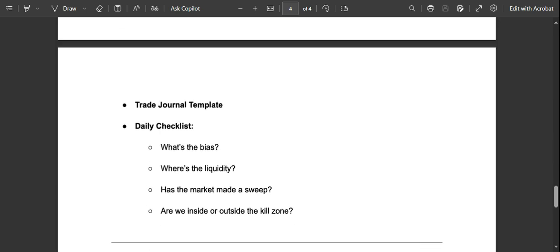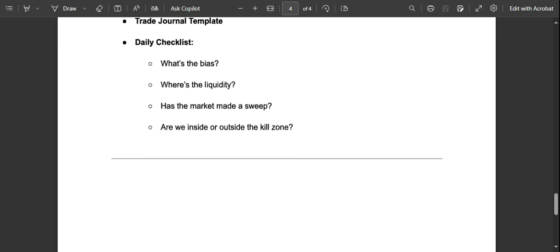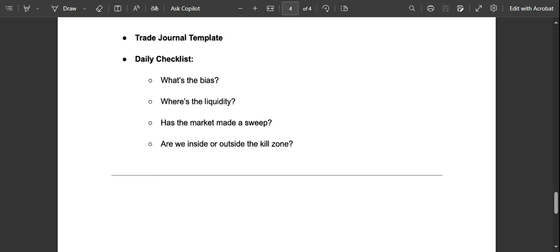I think there are some questions that we need to ask ourselves. There is a trading checklist that we need to go through. One, before you take a trade, what is the bias of the trade you're about to take? Two, where's the liquidity? Is there liquidity that you need to find out? Three, has the market made a sweep? All these are the intelligent things that you need to know. And four, are we inside or outside the Q zone?